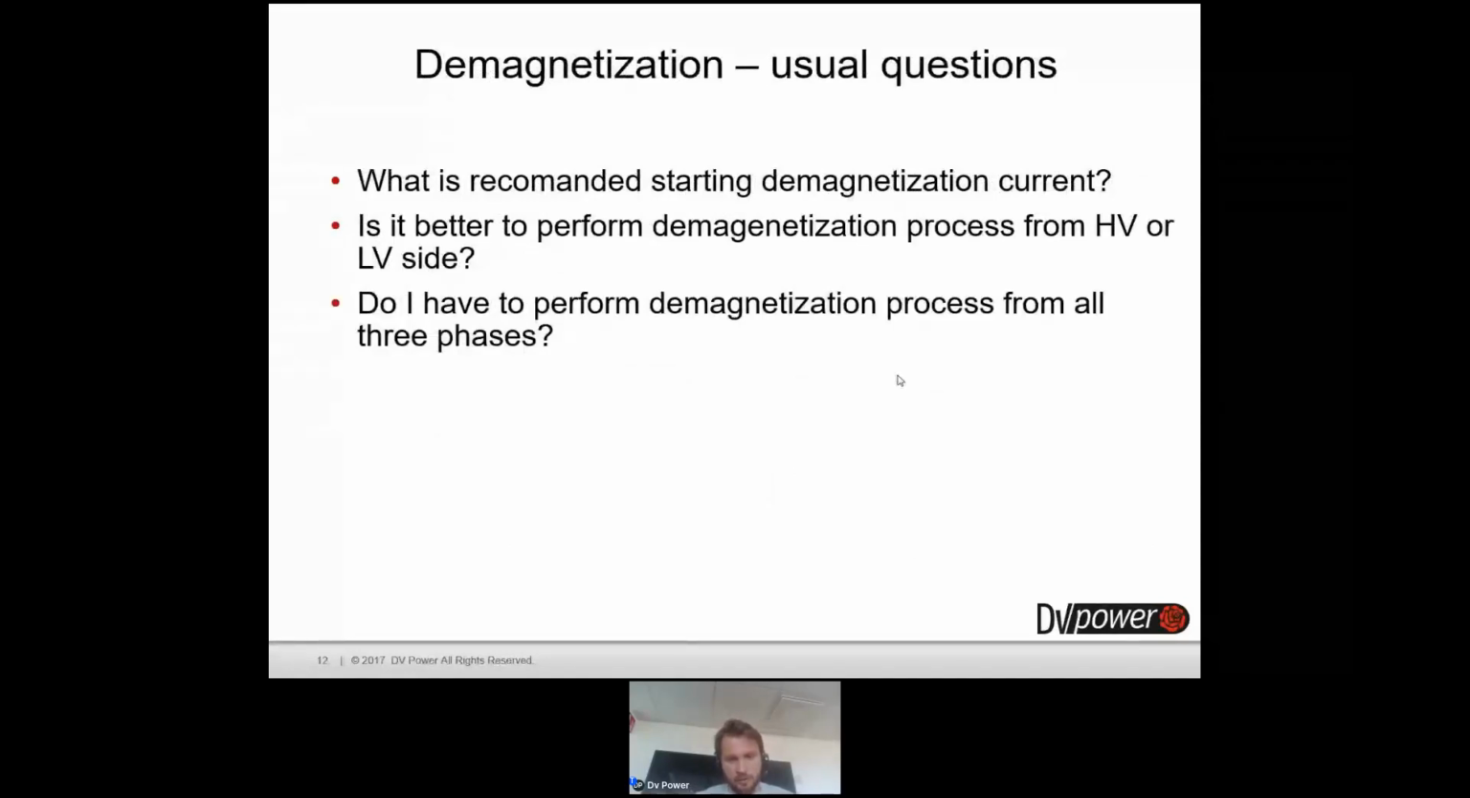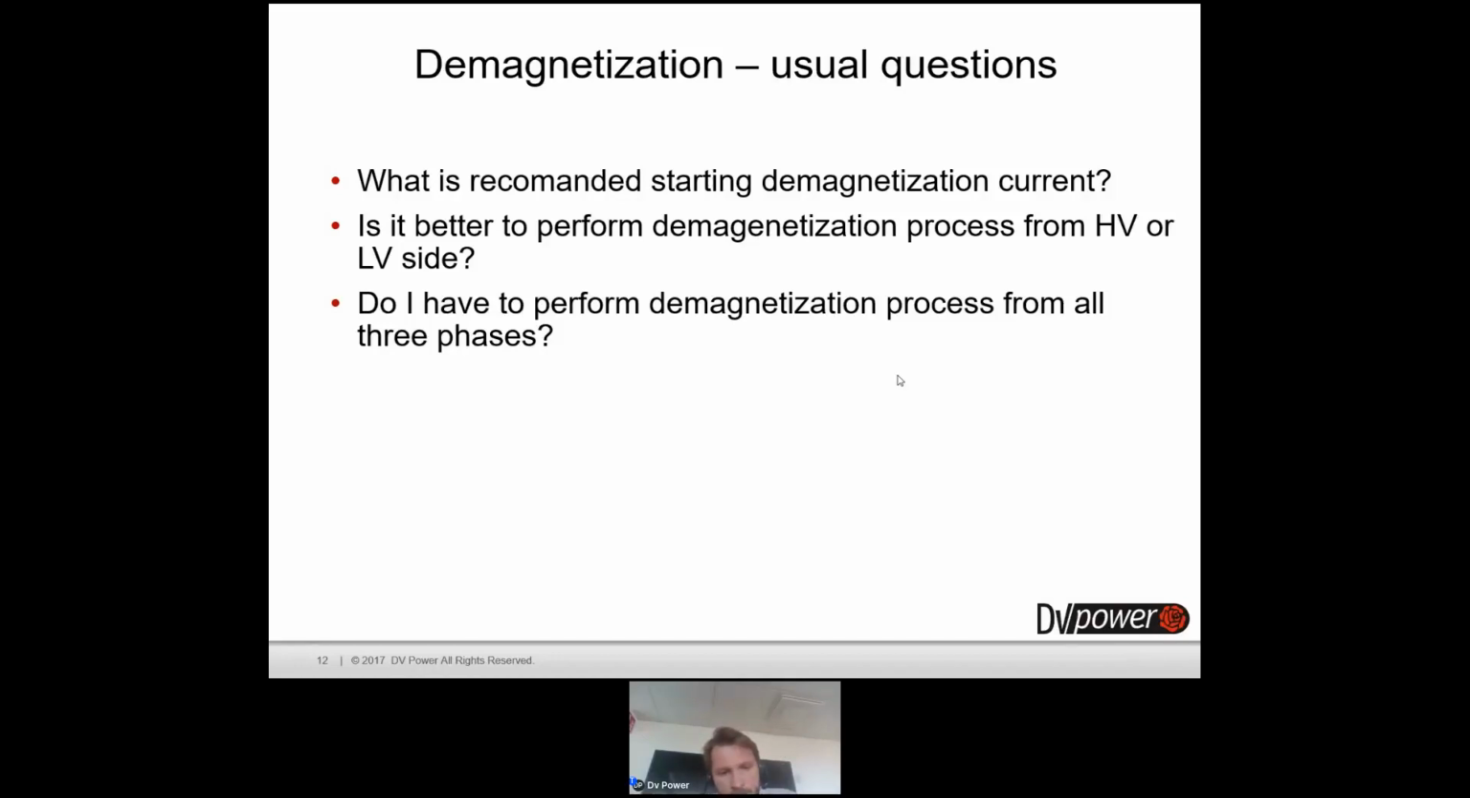Important note here is that demagnetization is not a test. You don't need to obtain some results and so on. This is just the process that you want to demagnetize the transformer and prepare it for something, for putting the transformer in service or before the testing and so on.